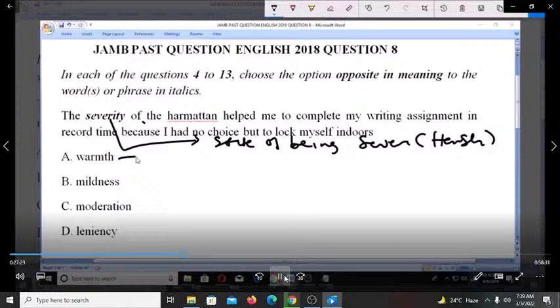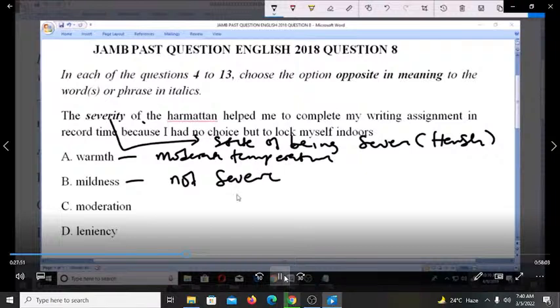Warmth is when you have something that is moderate in temperature, something that is not too hot is said to be warmth, or something that is nice also. But mildness is the state of not being harsh. So mildness simply means not severe. That's the direct opposite of severe, and that makes option B the right answer.